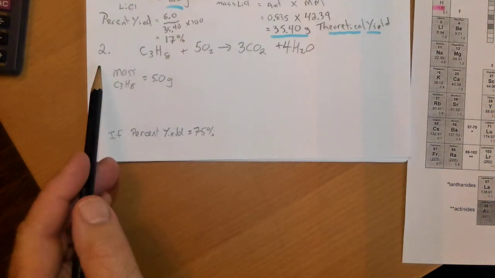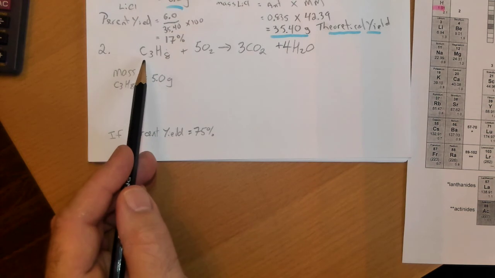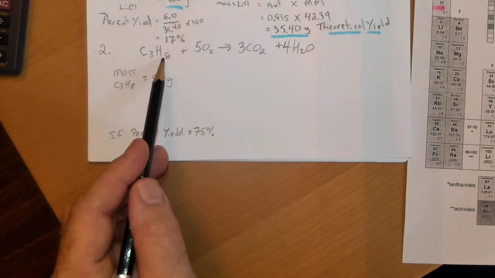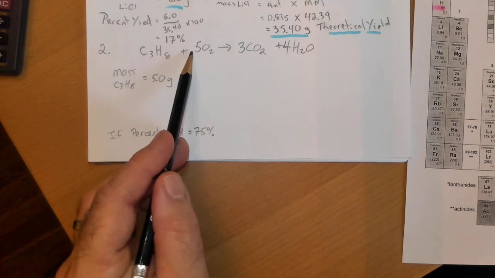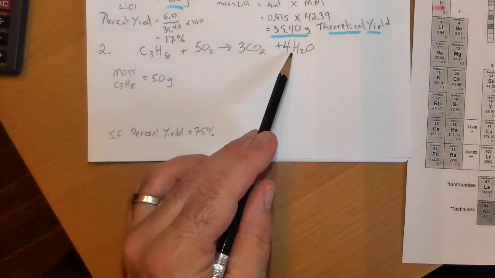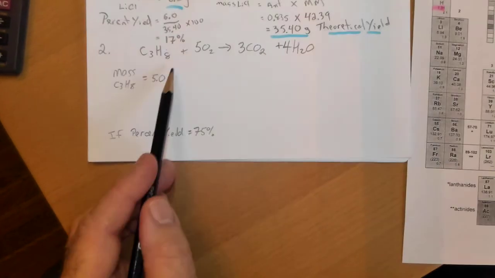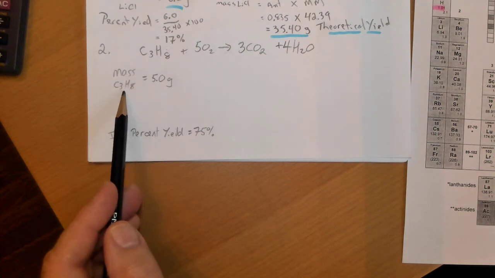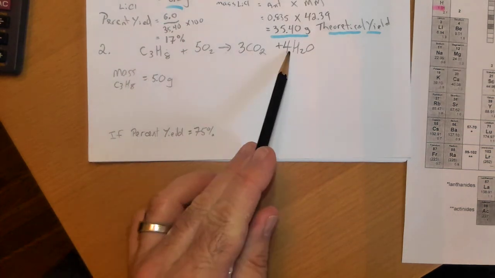The second question, number 2, involves a hydrocarbon combustion reaction. It's been balanced for you. C3H8, which is propane, plus 5 O2s make 3 CO2s and 4 H2Os. And they say if you start with 5 grams of C3H8, what is the amount of water that you make?